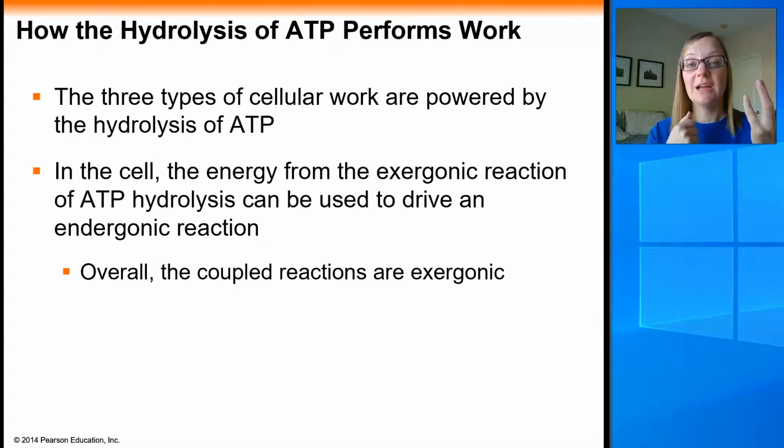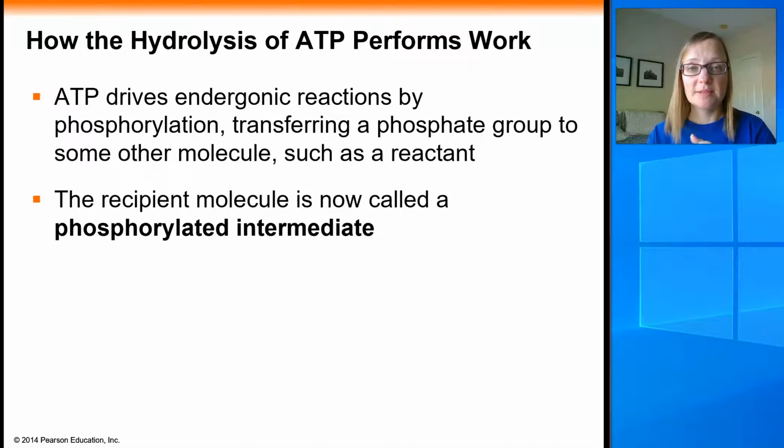The exergonic reaction has to have enough energy released to pay for the endergonic process plus the entropy tax. Some of that energy has to be lost as heat to increase the entropy of our universe for the whole coupled set of reactions to actually take place. And again, we'll review this with an example.